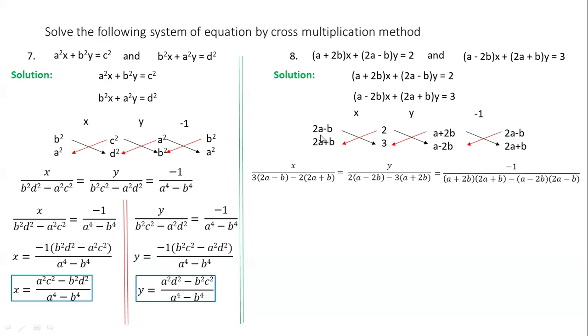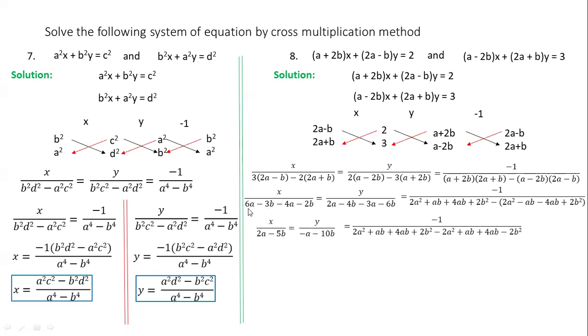x upon 3 into 2a minus b minus 2 into 2a plus b is equal to y upon 2 into a minus 2b minus 3 into a plus 2b is equal to minus 1 upon a plus 2b into 2a plus b minus a minus 2b into 2a minus b. Open the brackets. 2 into 3 is 6. 6a minus 3b minus 4a minus 2b is equal to 2a minus 4b minus 3a minus 6b is equal to 2a square 2ab plus 4ab plus 2b square minus 2a square minus ab minus 4ab plus 2b square.